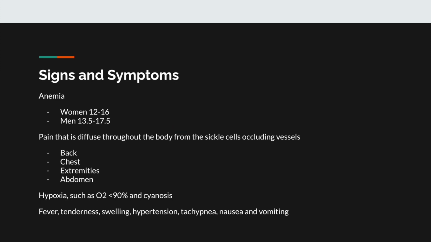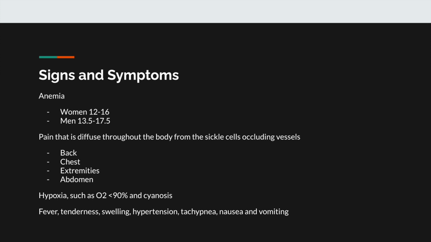Signs and symptoms of sickle cell disease. Anemia is a common sign. Women, their hemoglobin is typically 12 to 16. Men, typically 13.5 to 17.5. These ranges change, depending on the hospital you work at, the textbook you read, what website you look up. But in general, right around these numbers are normal levels.